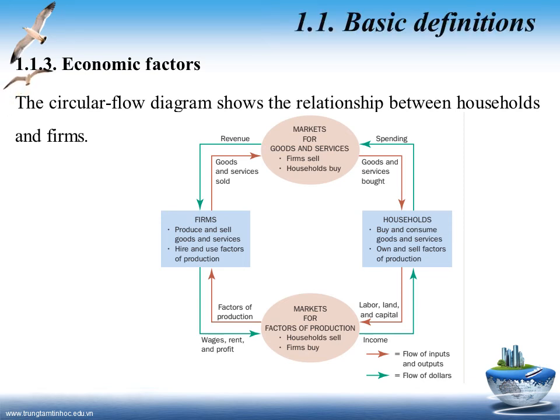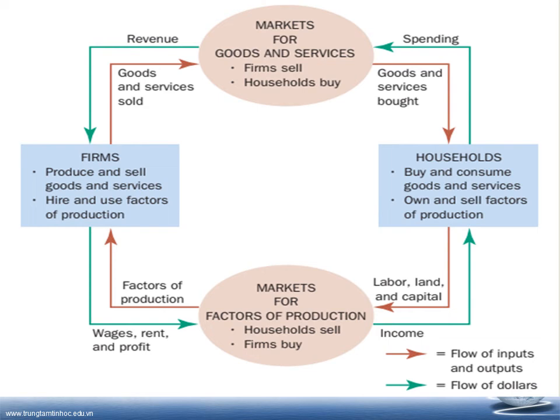We have the circular flow diagram that shows the relationship between households and firms. Households and firms interact in two types of markets: markets for goods and services and markets for factors of production. Firms produce and sell goods and services. At the same time, they hire and use factors of production, such as labor, land, and capital. Households buy and consume goods and services, while they own and sell factors of production.